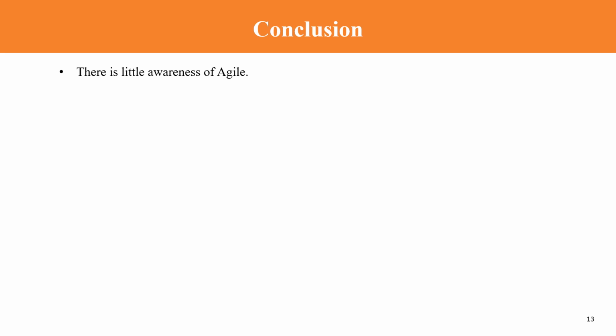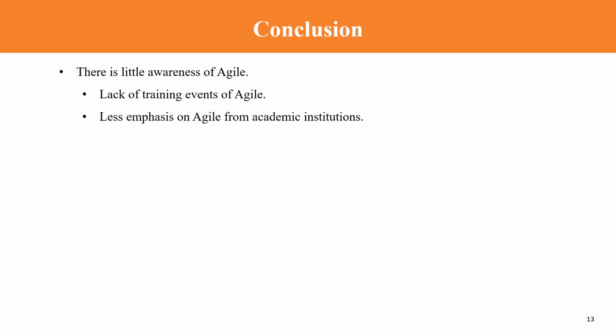So, in conclusion, results show a low level of awareness and usage of Agile among practitioners. The reasons behind this level of awareness of Agile could be the lack of training events on Agile in the country and the less emphasis on Agile from Saudi academic institutions. So, including Agile courses in the university curriculum or conducting training events could help to spread the awareness and knowledge of Agile in the country.